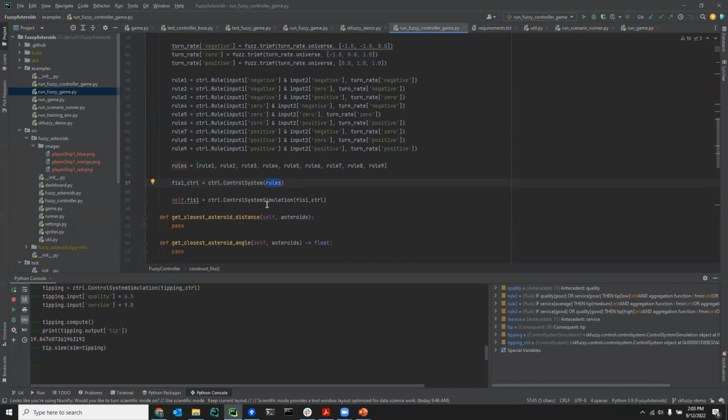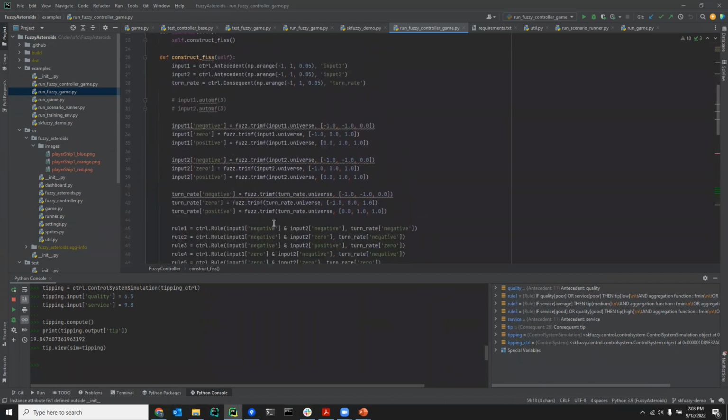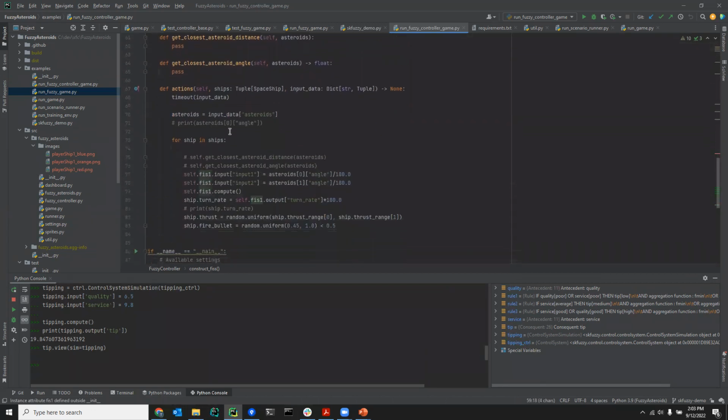We then create this rules list and pass it to control system to create our FIS1 controller. We're then going to create a control system simulation so we can actually evaluate this FIS by passing it input values. We're storing that here in our fuzzy controller class. We're then going to evaluate it in our actions function. This is where all of your actions happen that determine your outputs. Your outputs being the turn rate for the ships, the thrust, and whether to fire a bullet or not.